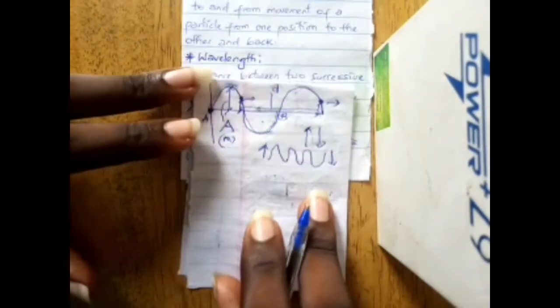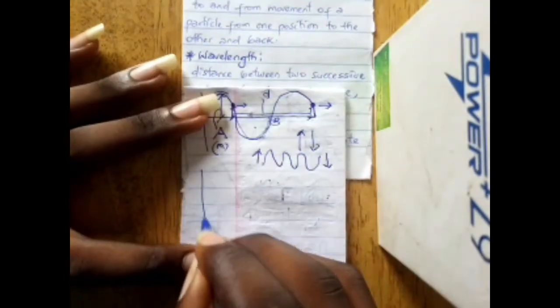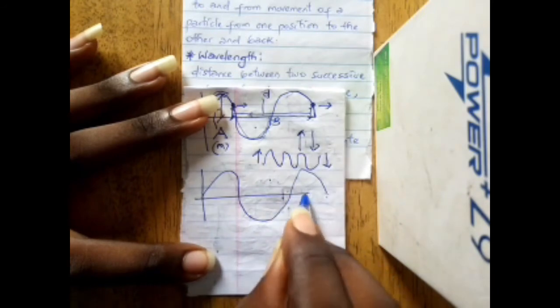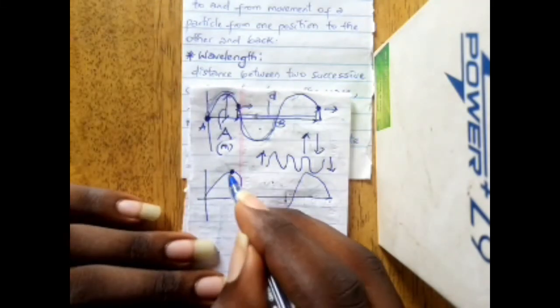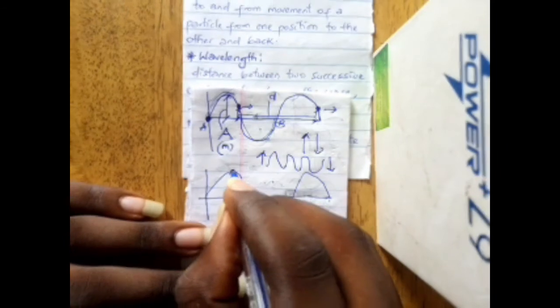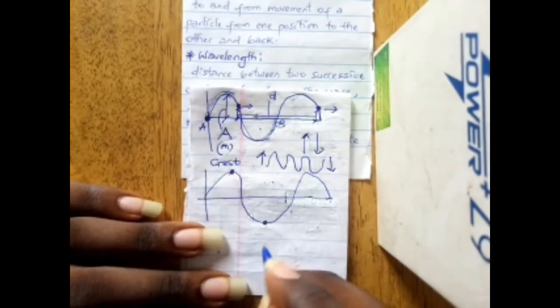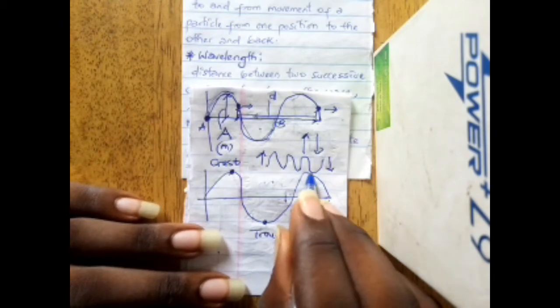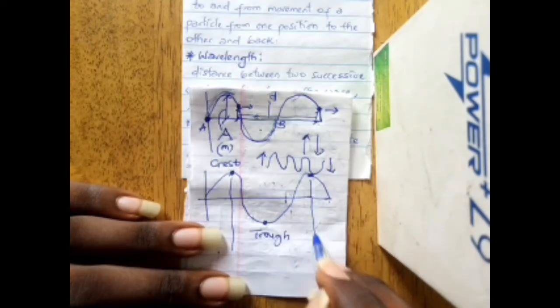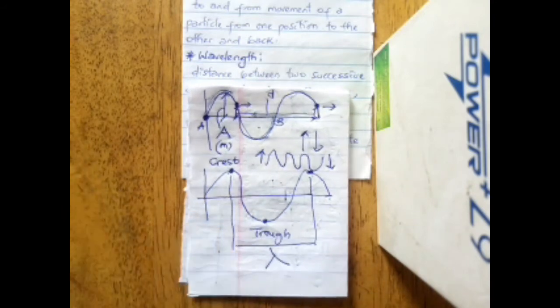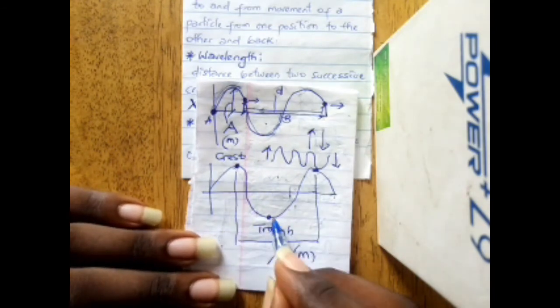Okay, this is the wave. Like I said earlier, the maximum point here, the distance from here to here, is the amplitude. This point of the wave is what we refer to as the crest. This point is what we refer to as the trough. So this point also is a crest, and so on and so forth. The distance between a crest and another crest gives us the wavelength in meters. The distance between a trough and another trough is also the wavelength. So the distance between two successive crests is the wavelength.